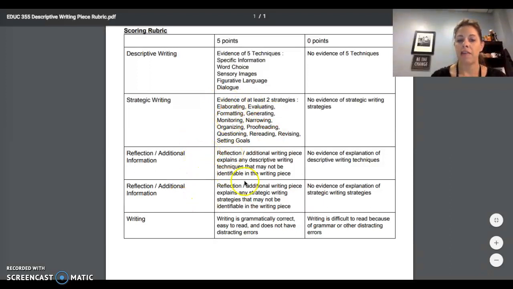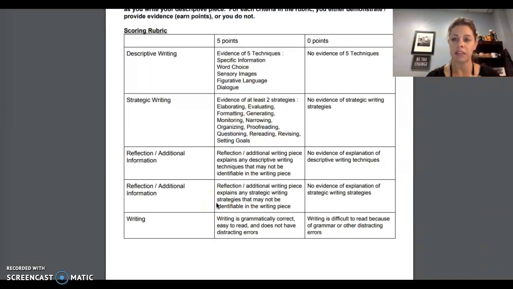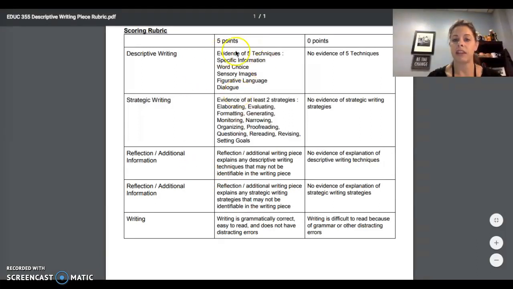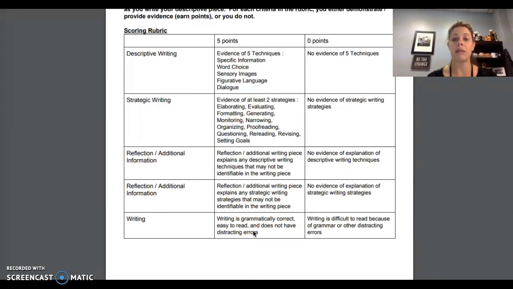Then you're going to probably have, for both of those pieces, a reflection. So that can be the same reflective piece that's following your descriptive writing piece. But you're really just telling me, this is where I integrated these 5 techniques. This is how I did it. And then this is how I integrated these 2 strategies. Making sure, again, that we have that expectation that your writing is grammatically correct, it's easy to read, it doesn't have distracting errors, because we want to be a model for what we're wanting for our students.